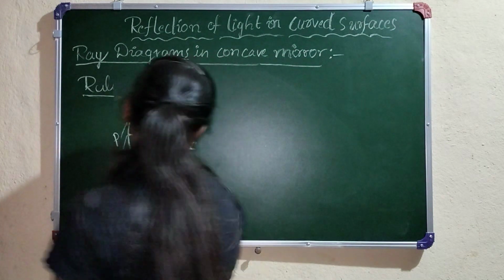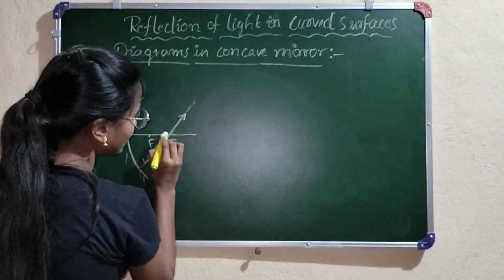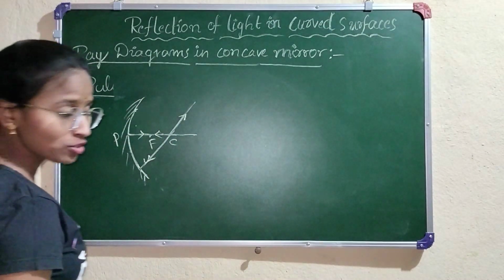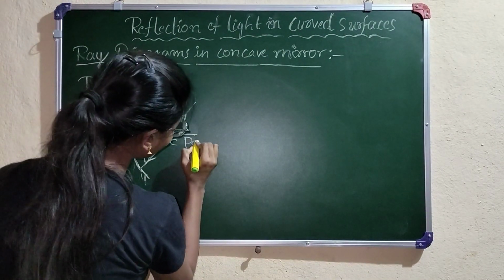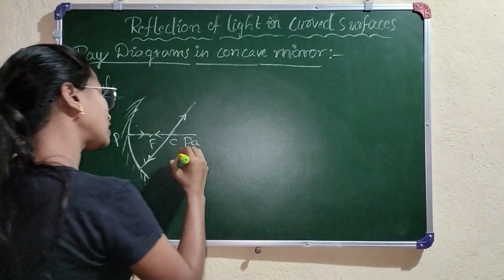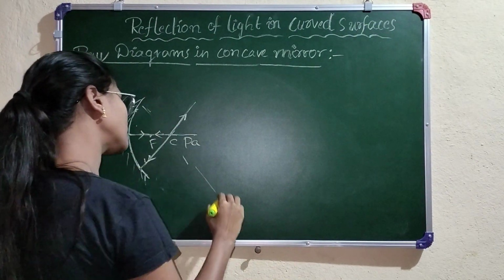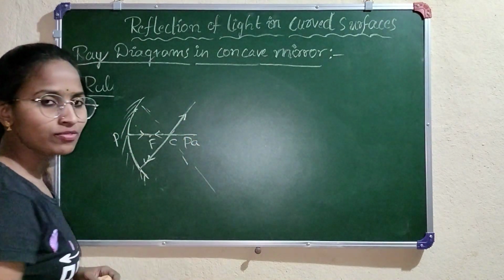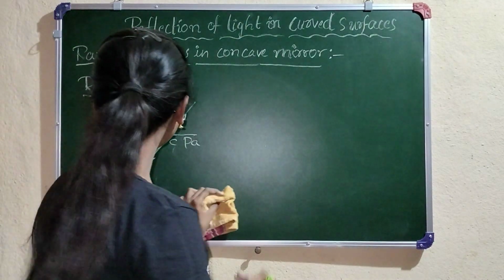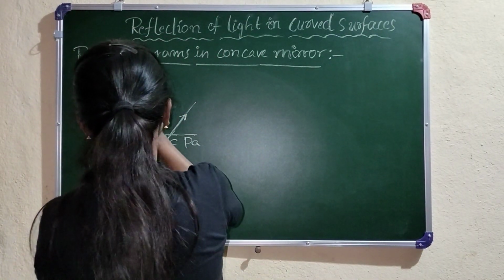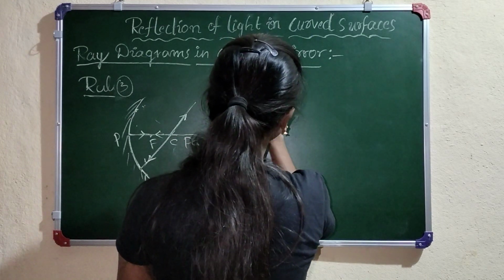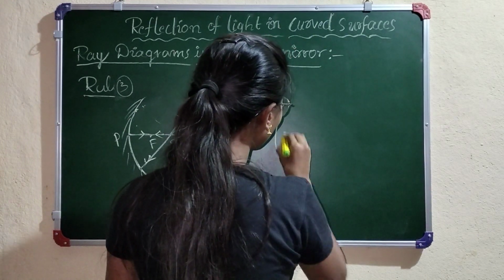Or else the light ray can also pass like this. If the light ray passes through the center of curvature, it can also move along the principal axis, and through the principal axis also it will reflect along the same line. Or the light ray can come like this, and it will also reflect along the same line. This is the third rule. And now rule 4.